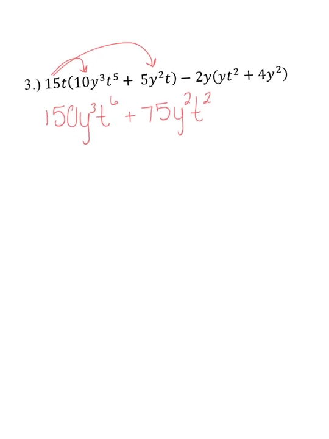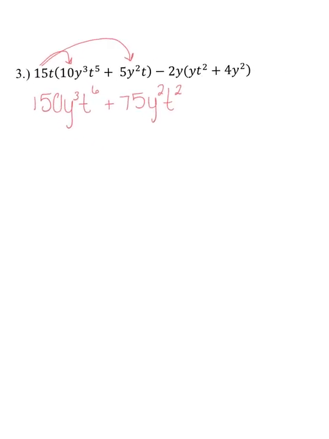I have to zoom out for this problem. Give myself a little bit more space. So now I'll distribute the negative 2. So I get negative 2y squared and t squared. And then distribute to that 4y squared to get negative 8y cubed.